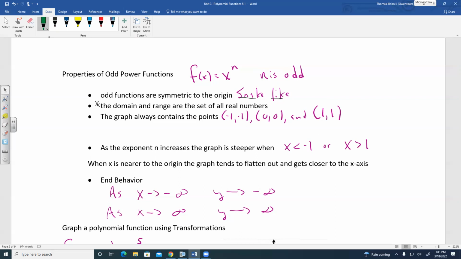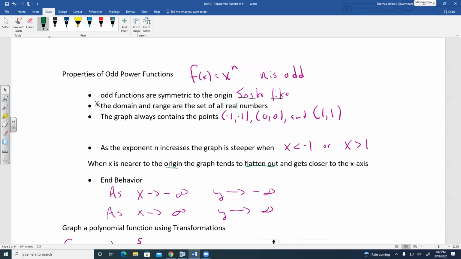Okay. As the exponent n increases, the graph again is going to get steeper when you're left of -1 and to the right of 1. And again, as the graph gets nearer to the origin, the graph is going to flatten out as it gets closer to the x-axis and the origin. So as it gets nearer to the origin, it's going to flatten out, which means it's going to get closer to the x-axis.